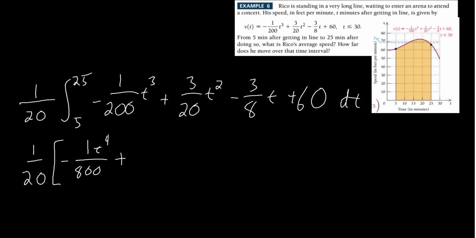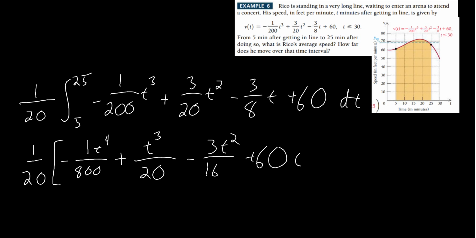Oh, yeah. So we can just cancel that out. It's pretty easy, 60. So we're going to put a 3. No, the 3's cancel. So t cubed over 20 and minus 6. So 3 over 16 t squared and then plus 60 t. And we are evaluating from 5 to 25.